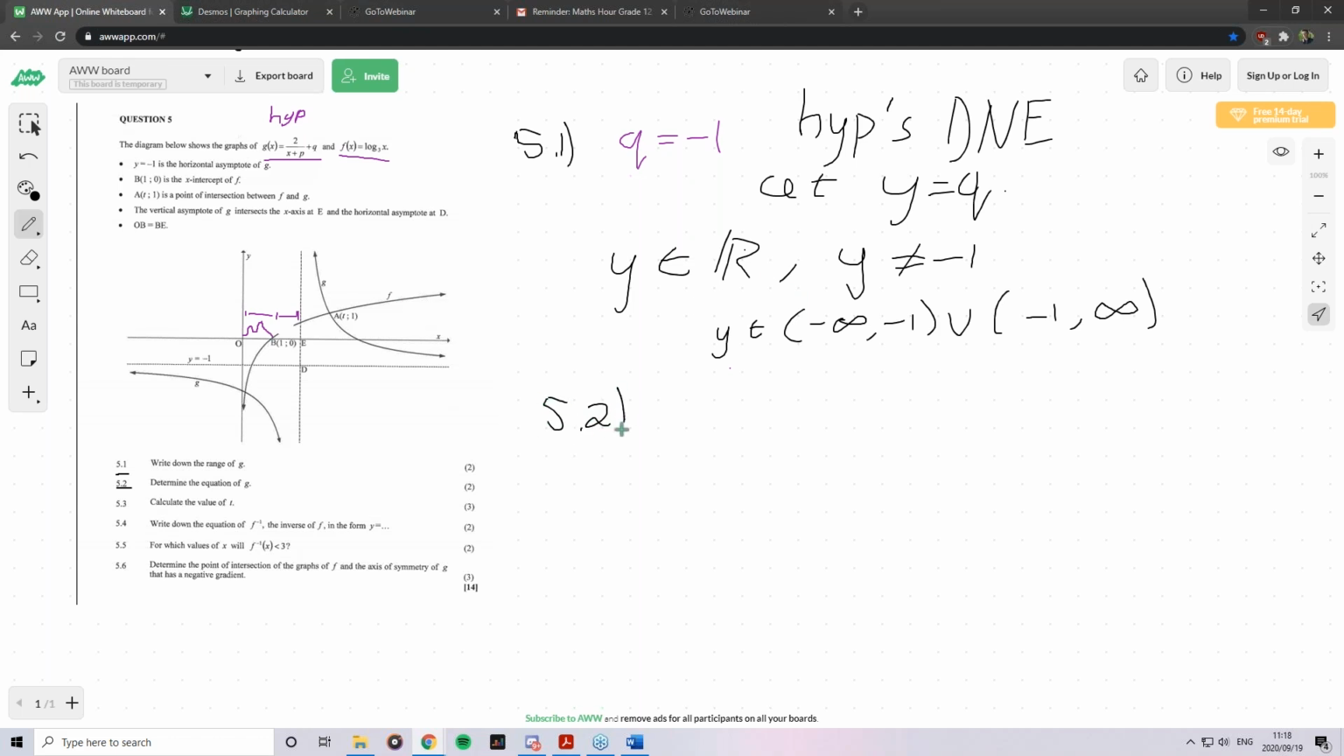Now, 5.2, determine the equation of g. We've already said from the information that q is equal to -1.